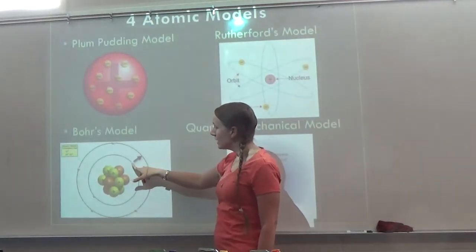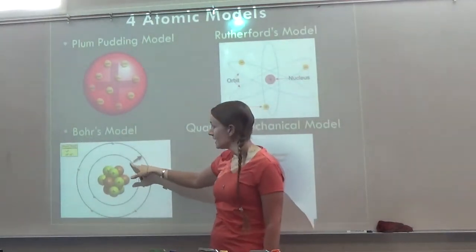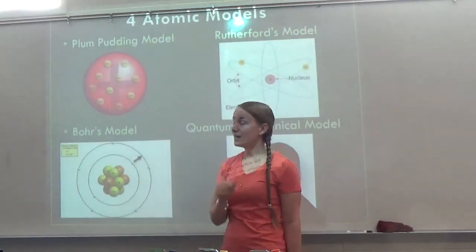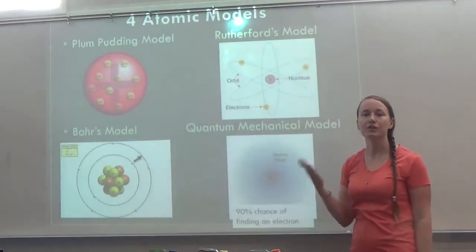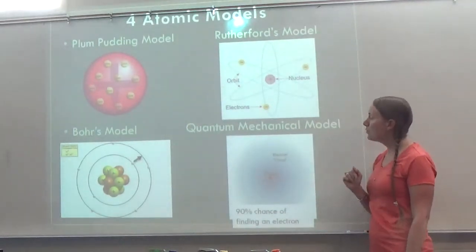And I know this is super tiny, so you probably can't see it. This is a tiny circle with a negative in it. You have to label those electrons. And then you just need to put an arrow somewhere to show me it can jump from one energy level to another. And the last one's quantum mechanical model.